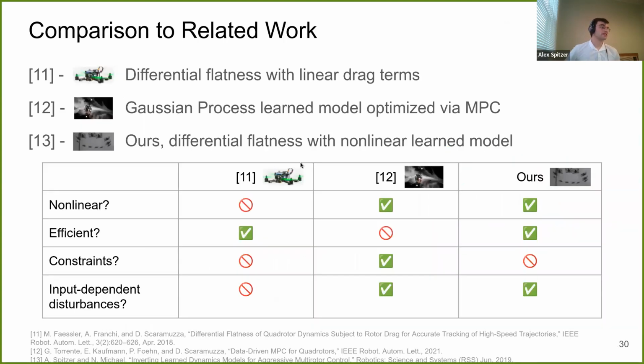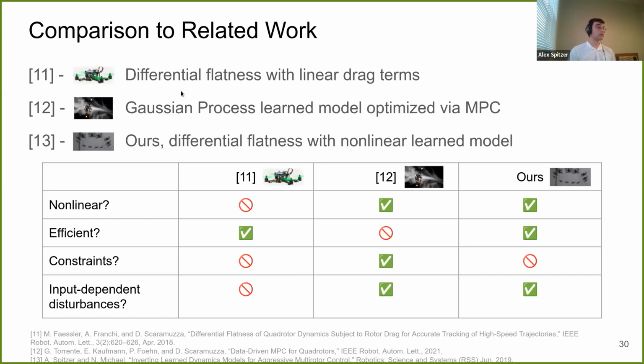So, a few comparisons to related works. There have been a lot of works that consider drag in the model, but they don't consider a nonlinear term like we do. First, differential flatness has been extended to work with linear drag terms, and that's work from Scaramuzza's lab. This is very efficient, but it has some drawbacks. It's not nonlinear, it cannot deal with constraints, and it also cannot deal with input-dependent disturbances, like disturbances that are a function of uz, as we saw.